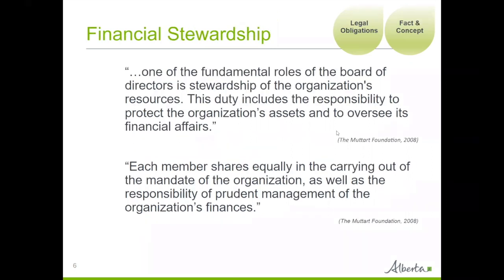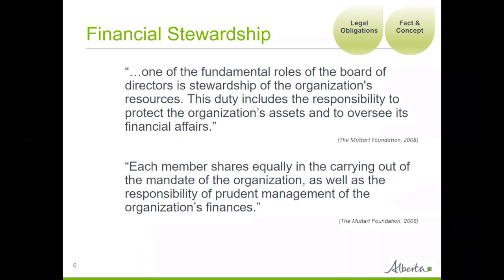As stewards of the organization, one of the fundamental roles of the board is the stewardship of the organization's resources. This means that the board is responsible for protecting the assets of the organization and overseeing its financial matters. In other words, the board must be actively involved in and understand how the organization's finances are managed, and they must be satisfied that the financial information is in order.